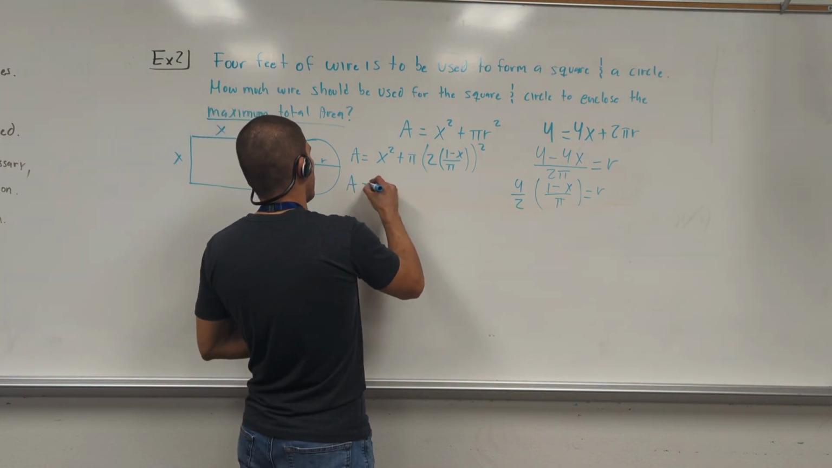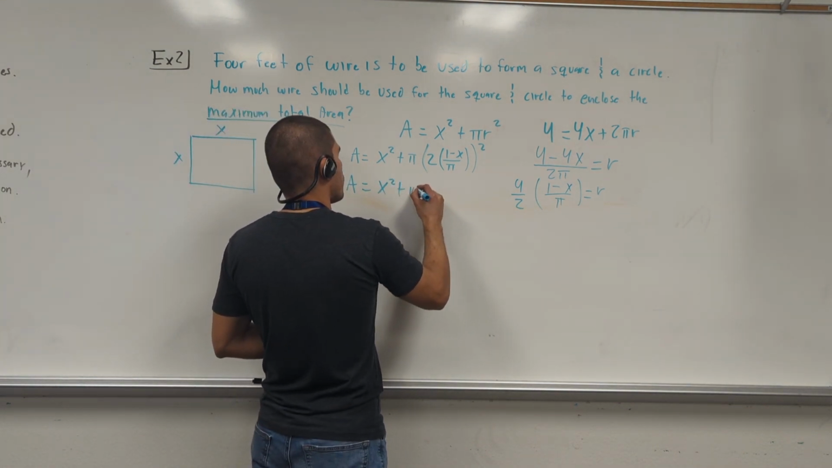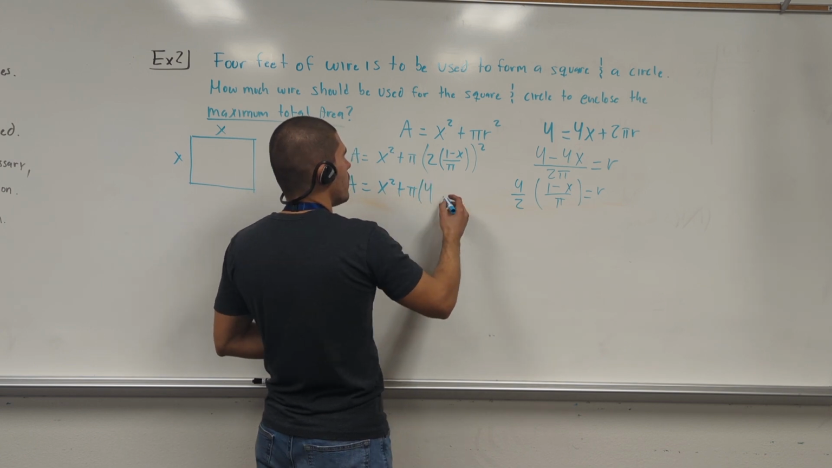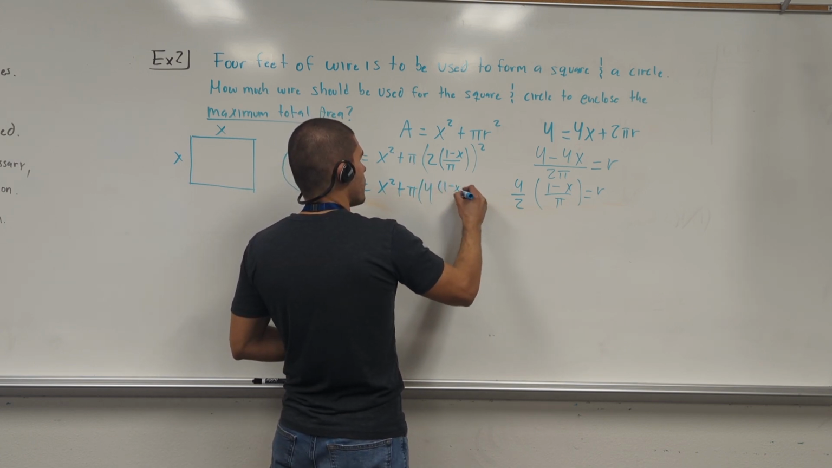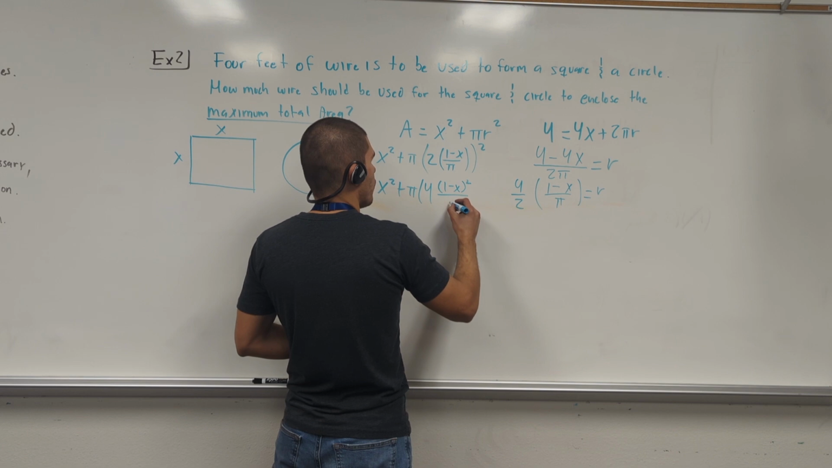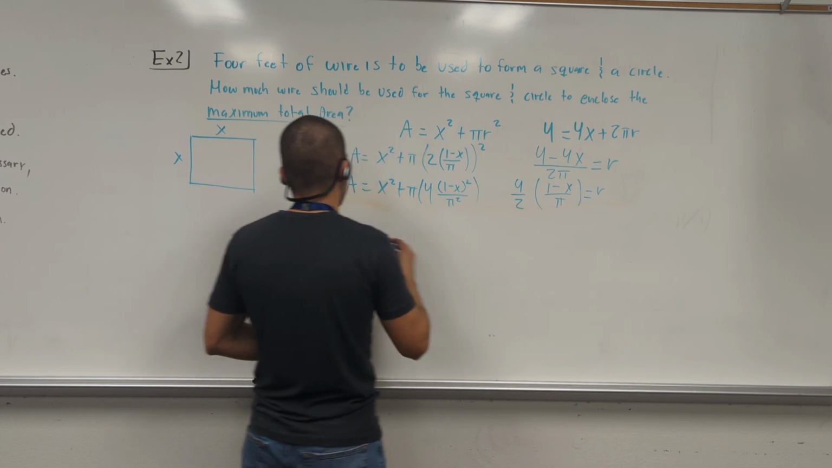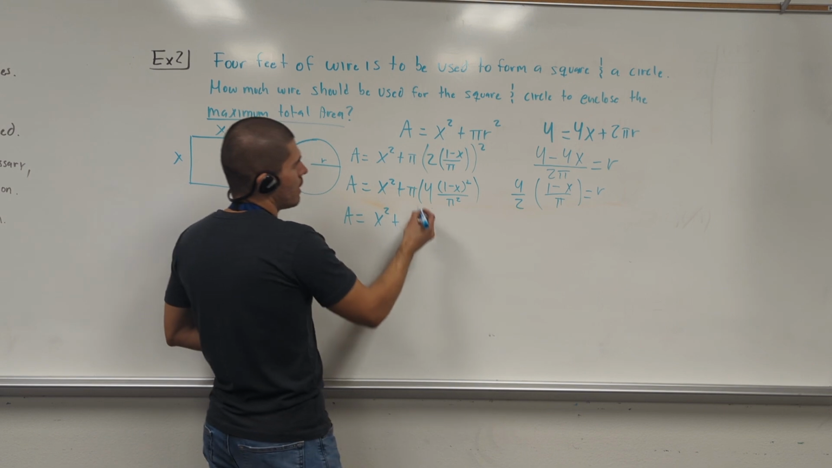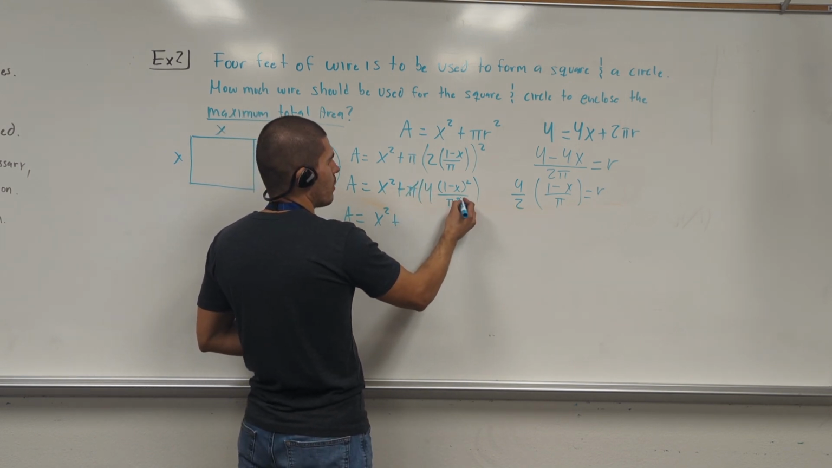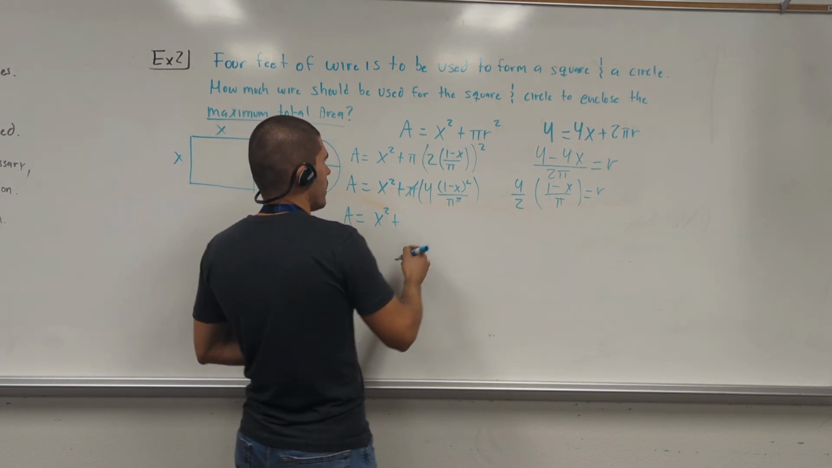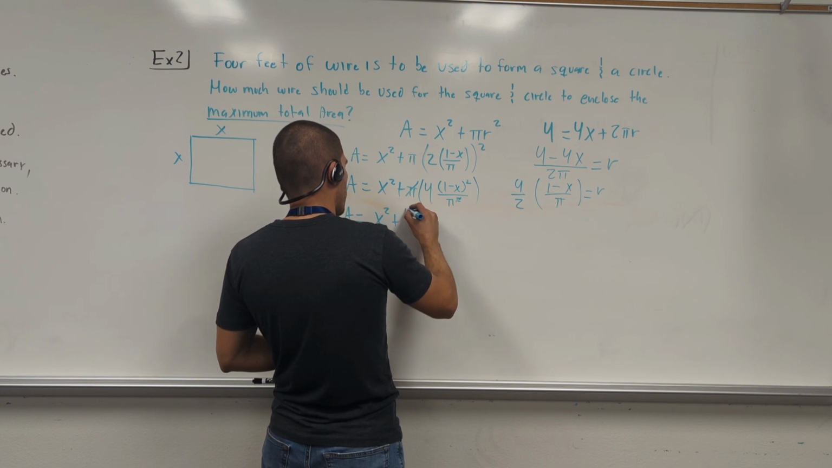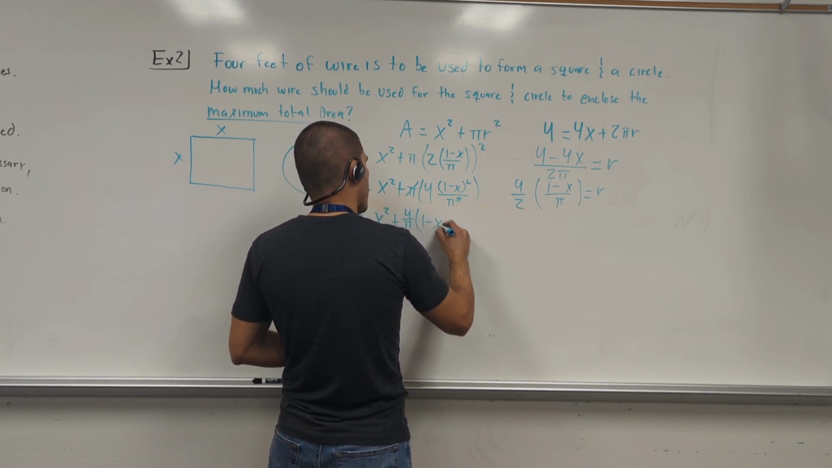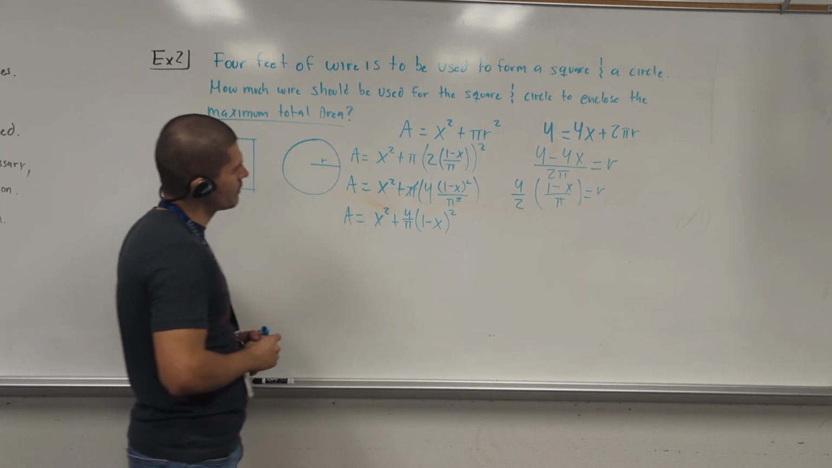So I'm gonna distribute out that squared. So 2 squared gives me a 4, so it'll be 4. And then the top will be 1 minus x squared over basically pi squared. Let's keep cleaning this up. This gives me x squared plus, this pi can cancel with one of those pi's. So then I can say I have 4 over pi times 1 minus x squared.